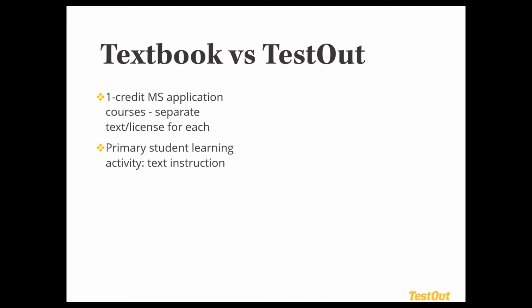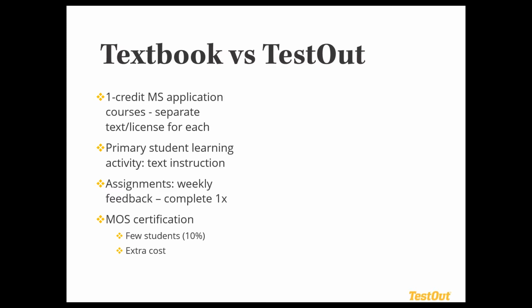The primary student learning activity was, of course, text instruction and working in the live application, completing assignments, but primarily text instruction tutorial. The assignments were weekly, so they had to turn things in every week. Because it was assignments that they turned in on a live application, I was grading them manually. I got the feedback to them within a week, but sometimes that seemed to be too long.